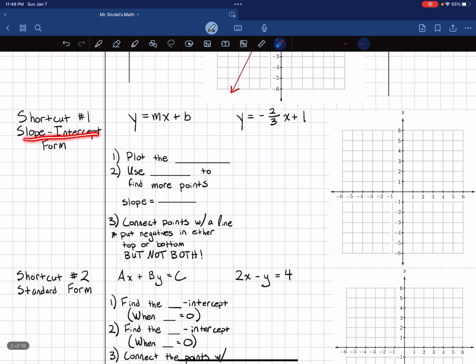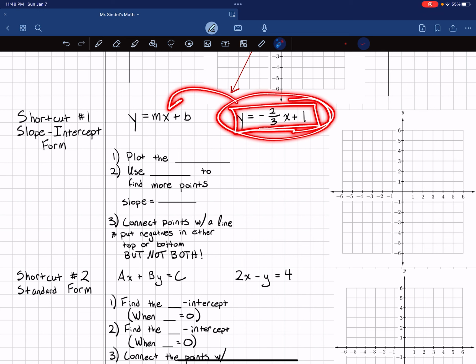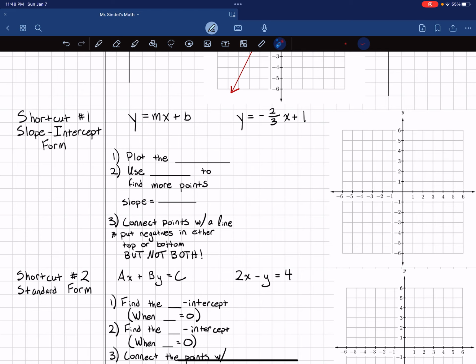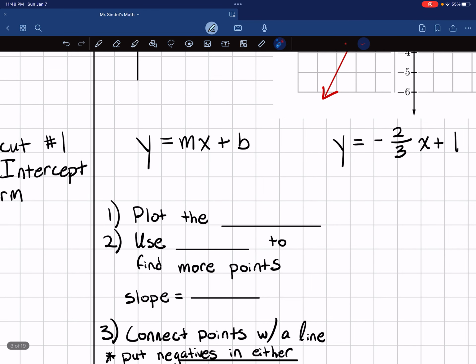There's the slope-intercept form shortcut, and there's the standard form shortcut. For the slope-intercept form, it'll generally look like this, and you guys know this pretty well. y equals mx plus b. An example of that would be maybe y is equal to negative 2/3 x plus 1. If you see something like this form, that's the y equals mx plus b form, which is also known as slope-intercept form. So why do we call it slope-intercept form?